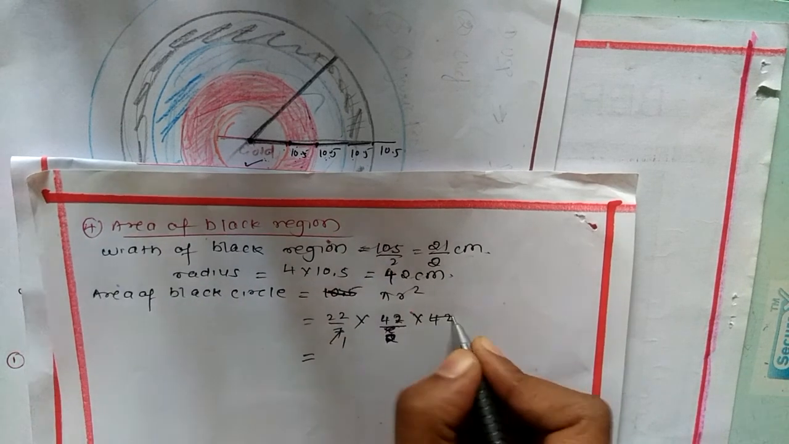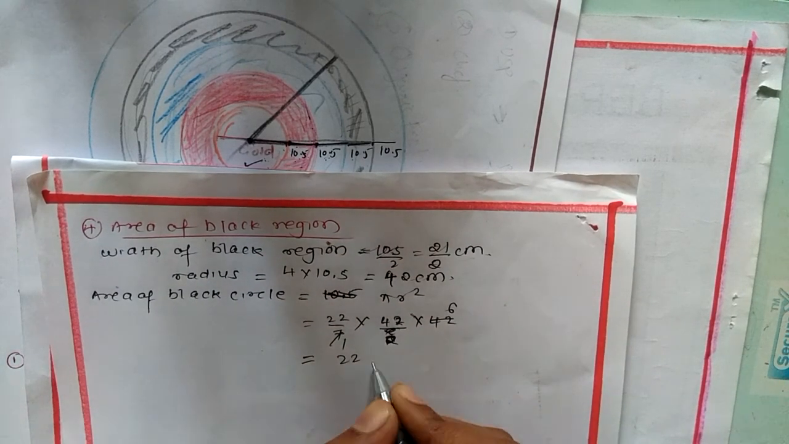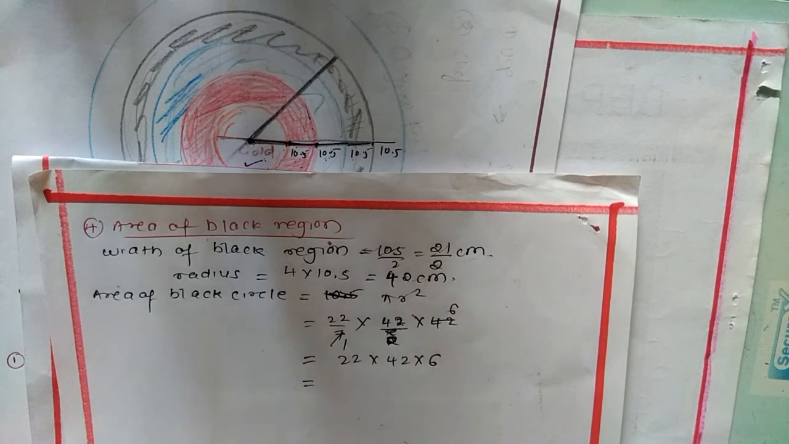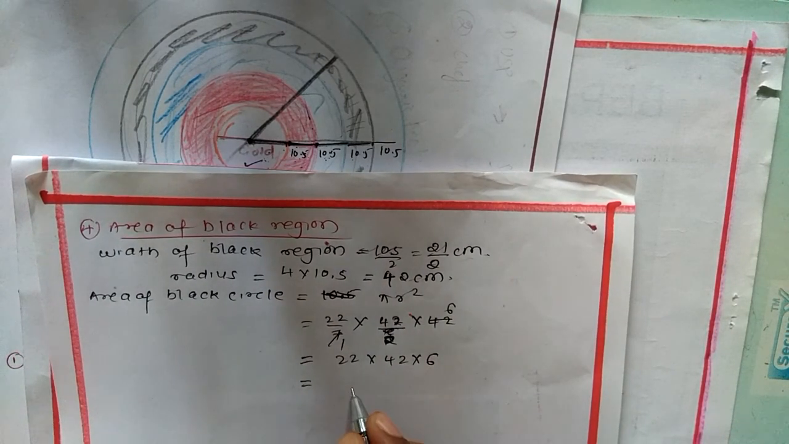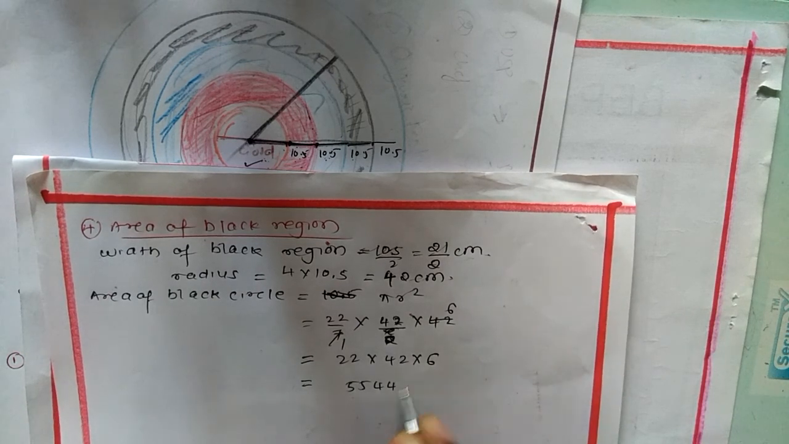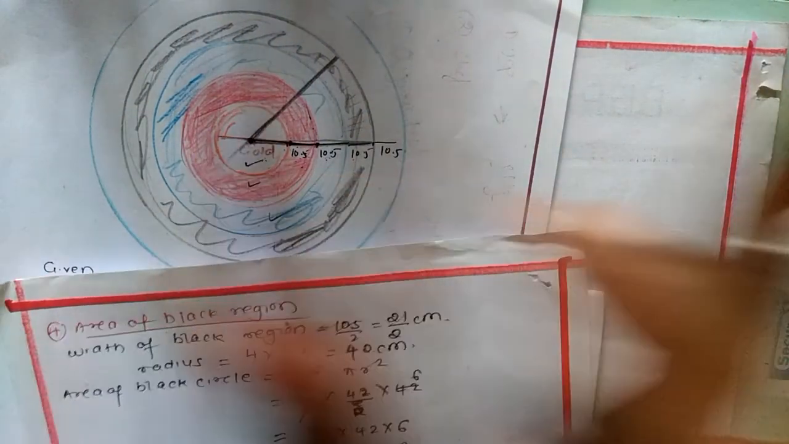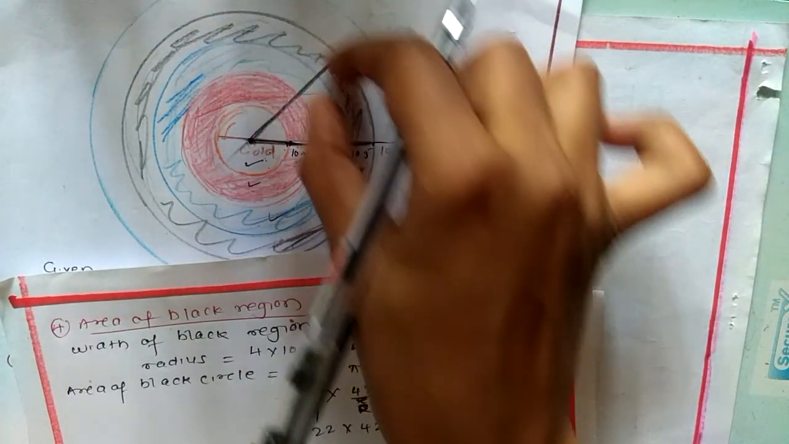So 7 ones are 7, 6 are 22 upon 1, is 22 into 42 into 6. So multiply these 3 numbers. Here you will get the answer as 5544 centimeter square. So this is the area of the black circle, but we don't want the area of this full black circle. We just want this band, or we can say this ring.